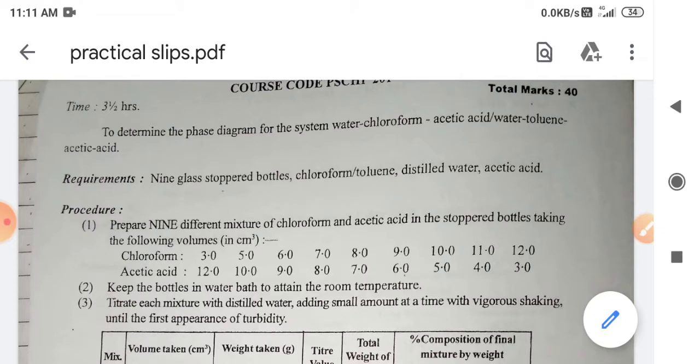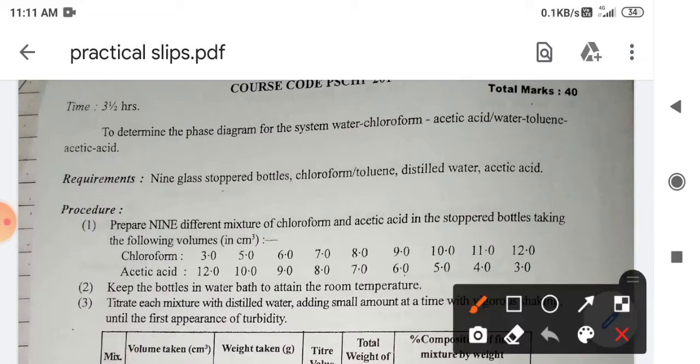Okay, so the phase diagram part is where we can actually establish the solubility curve or the dissolution curve for the particular given system. Here we have been given the system, say water, chloroform and acetic acid. Water and acetic acid, as well as chloroform and acetic acid, are completely miscible with each other. But the water and chloroform system is completely immiscible.